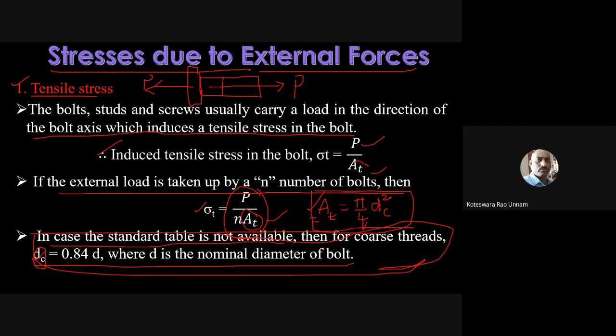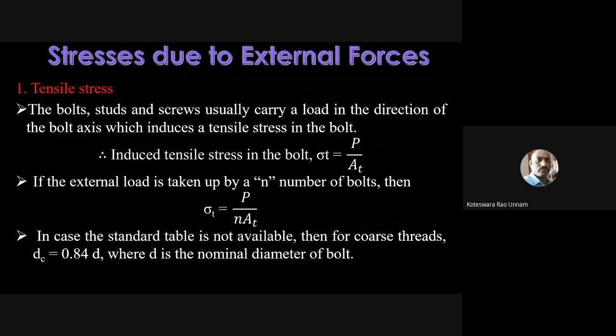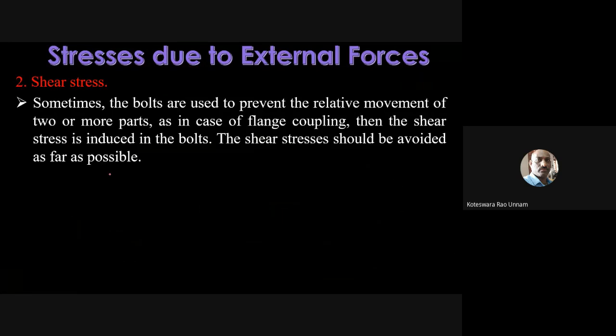Once you know the tensile stress area, you can compute the magnitude of the tensile stress for the given load P. Then next one is the shear stress. Sometimes bolts are used to prevent relative movement of two or more parts, as in the case of couplings. If you take a plain coupling, these bolted connections are used to arrest the relative movement of the two parts. So then shear is induced in the bolt. Generally, when there is a relative movement between the two parts connected by a bolted joint, the bolt will be subjected to shear.